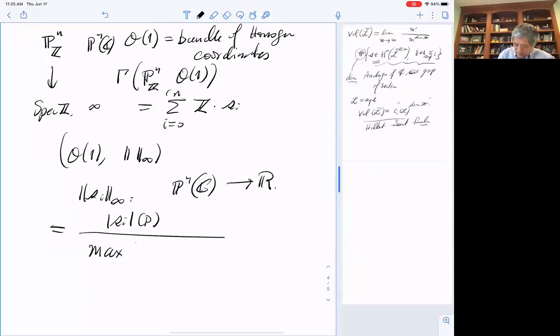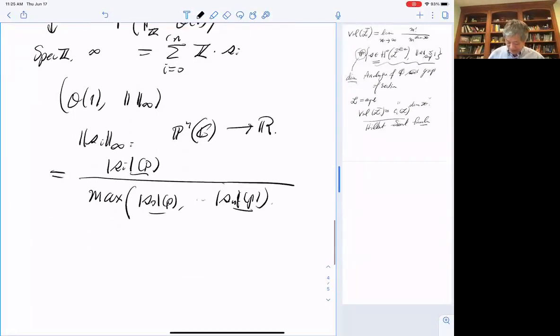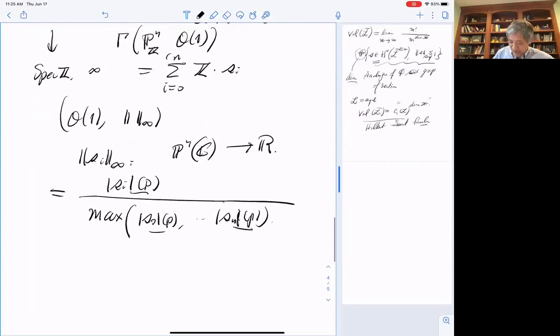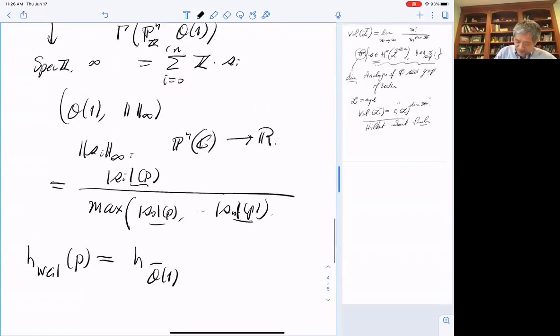Maximal over S0 of P, Sn of P. Okay, each of these quantities is now well defined because you have homogeneous coordinates. You rescale it, you get a different one, but the top and the bottom get the same rescaling. If you use this quite naive way to define the height, then you will get that the height of P is equal to this Arakelov height of O1 with this bar here. Let's give a name, call this guy O1 bar of P.